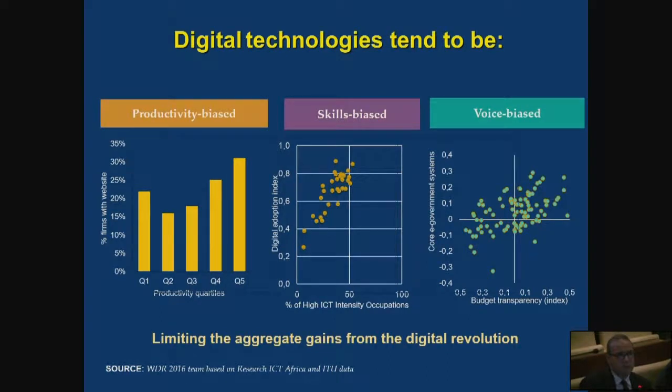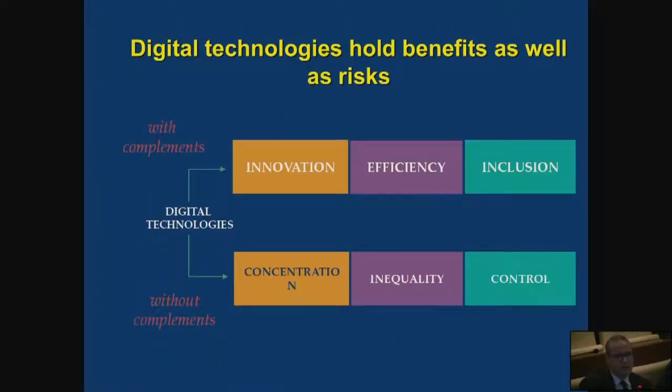So again, here is how we break this, but to be able to break this, we need to realize that digital technologies tend to be productivity biased. So the more the income, the more the effect on productivity. It's skill biased. The more the skill, the more access you will have. And it's also voice biased in terms of institutionality. So this relationship between what I presented at the beginning, innovation, efficiency, and inclusion, comes with these complements: this level of institutionality that will allow you to realize all the benefits of better connectivity. If you don't have those complements, these institutions in place, and the pricing will be too high, and so on and so forth, you will have barriers to entry, and then you could have concentration, you could have more inequality, and you could have more control. And that's what you want to avoid.